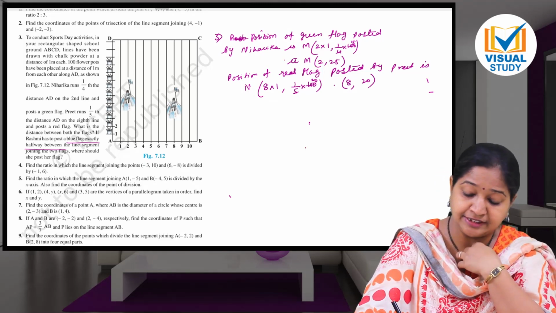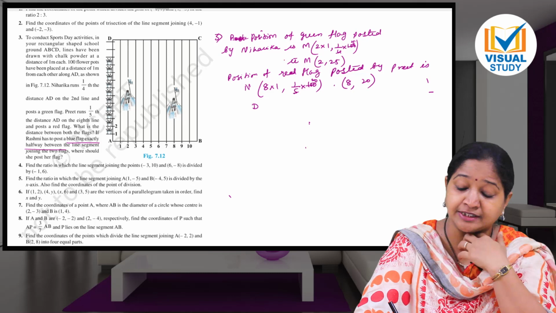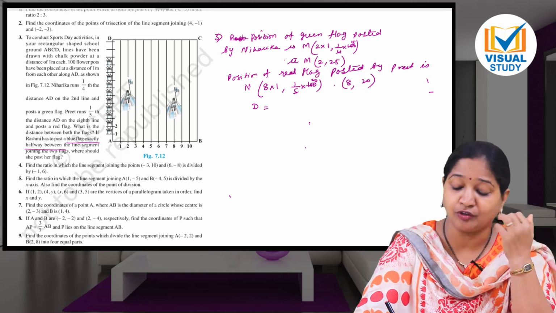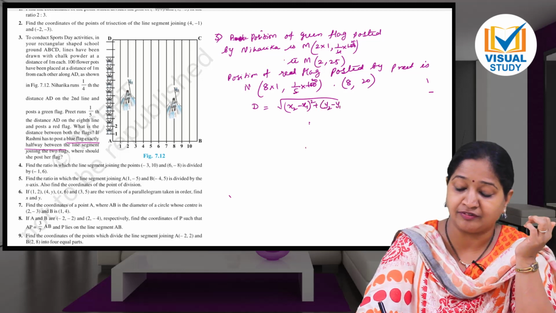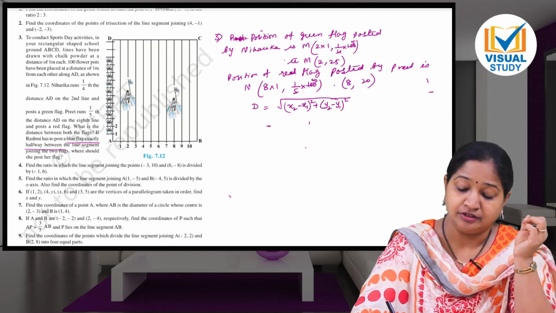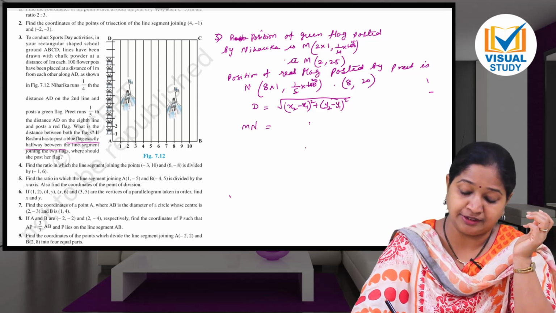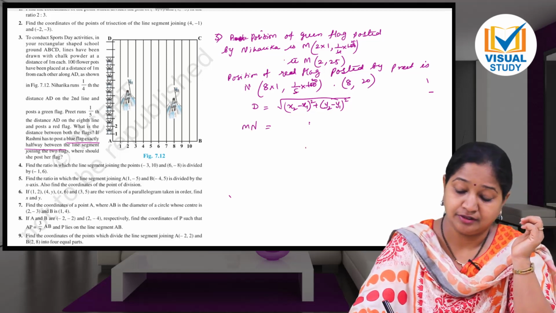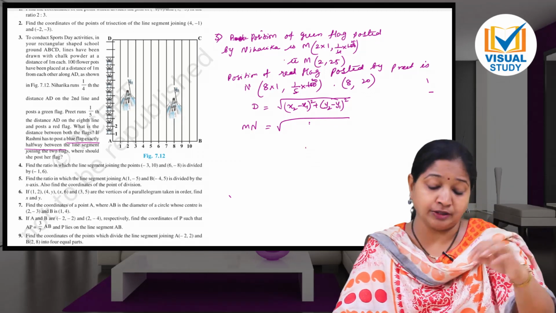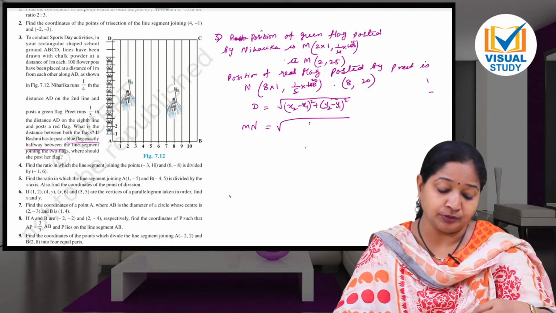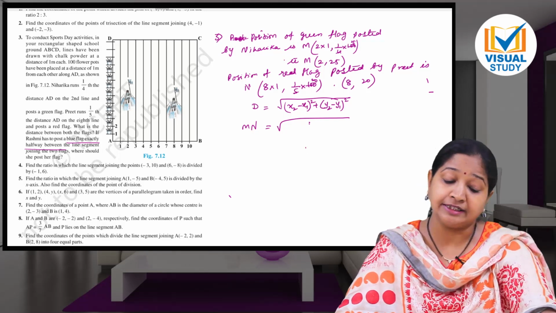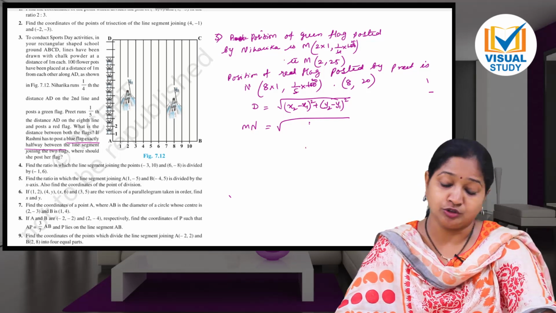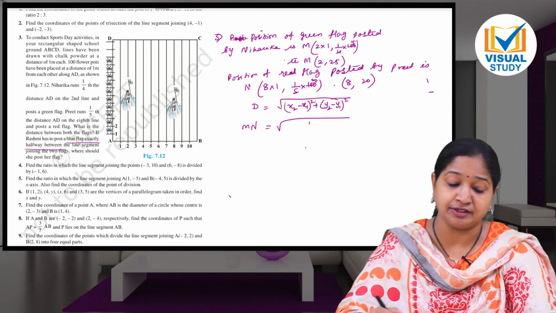So we'll use the distance formula. What is our distance formula? That is square root of (x2 minus x1) whole square plus (y2 minus y1) whole square. So the distance between M and N is needed, because to plot the blue flag exactly between these two, we have to know the distance between these two. So we have to find out the distance between these two.